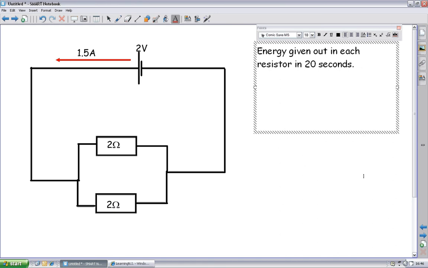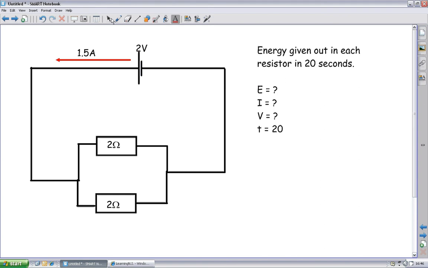Okay, so energy given out in each resistor in 20 seconds. For each resistor we want to know E, so that's an unknown. We will know I, logically, we have to, but we don't know just yet. We also don't know V, but we do know that T is equal to 20. So far we know very little. So time to apply some logic.